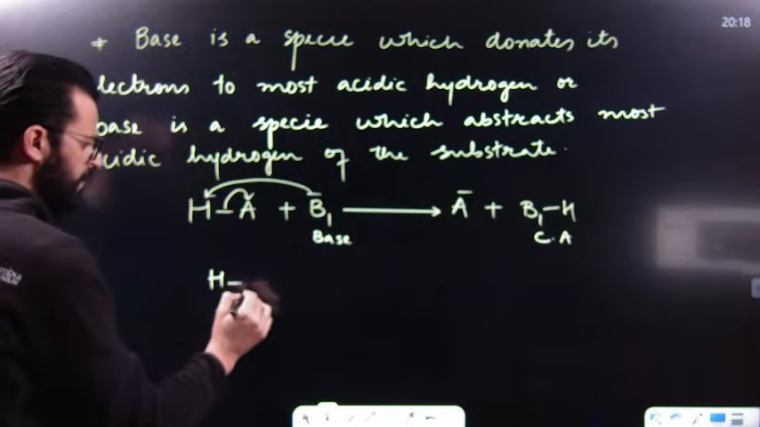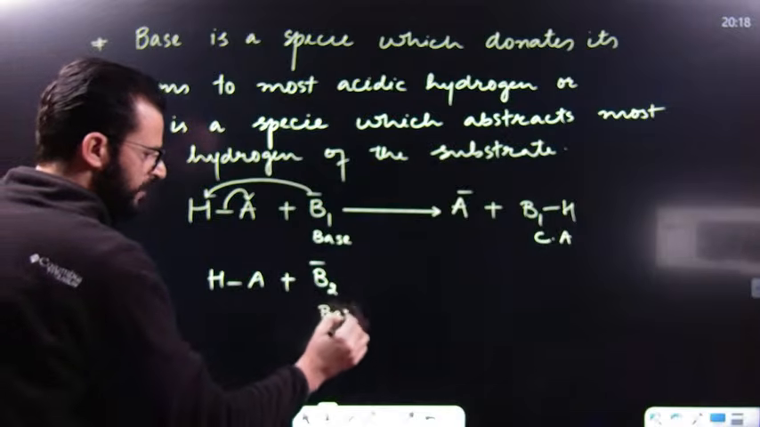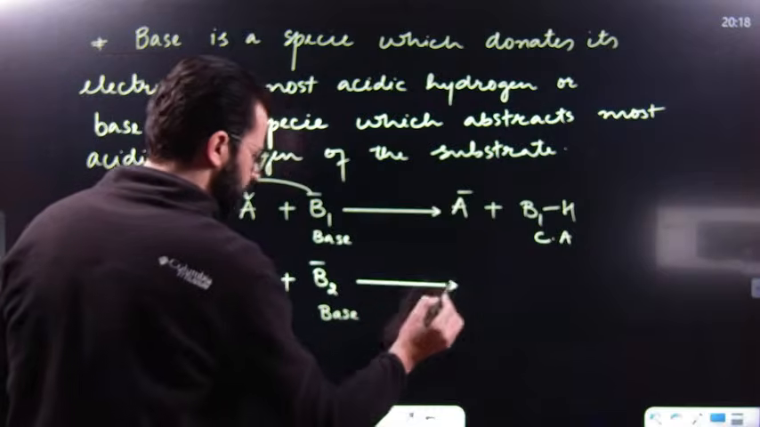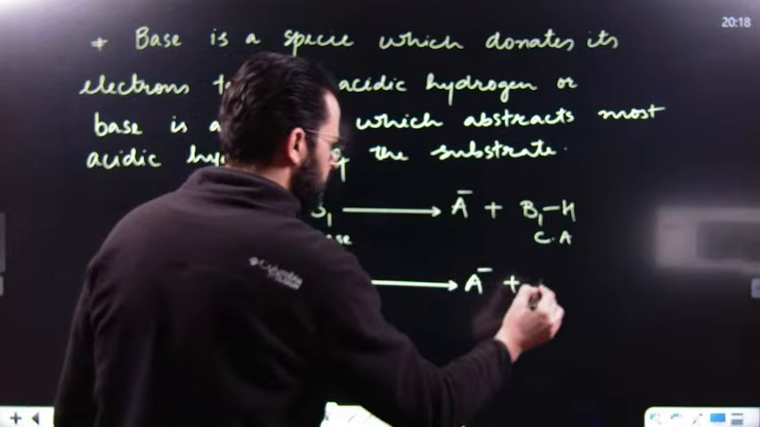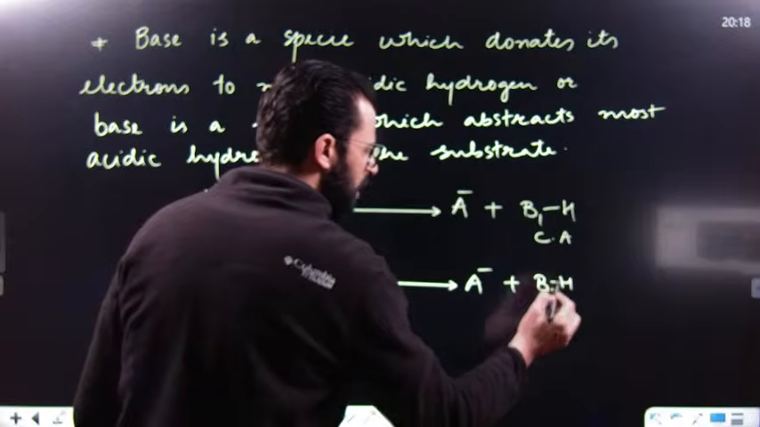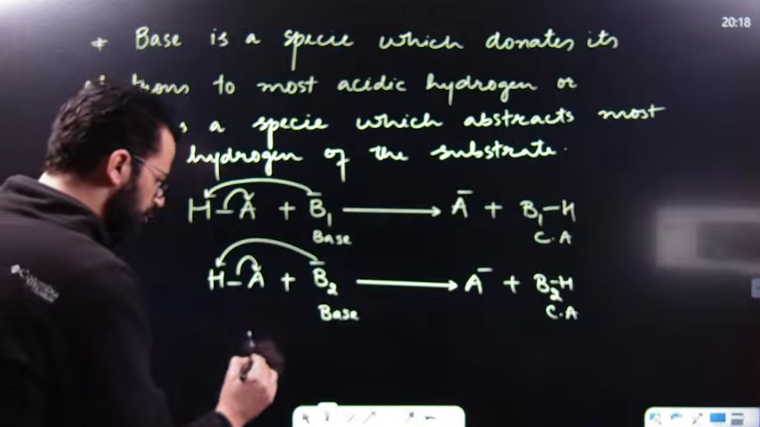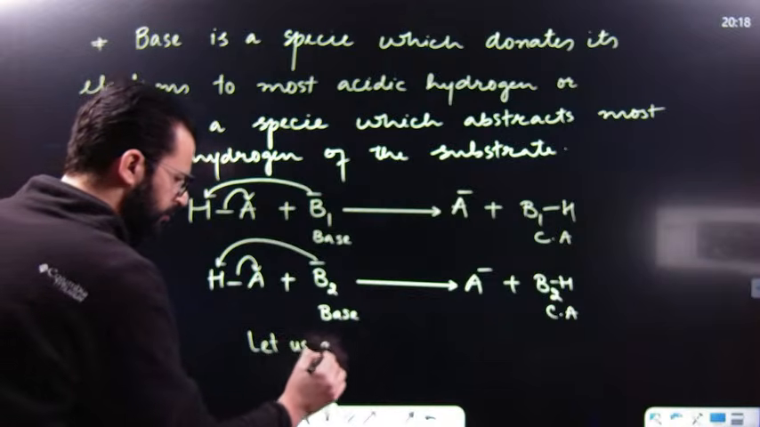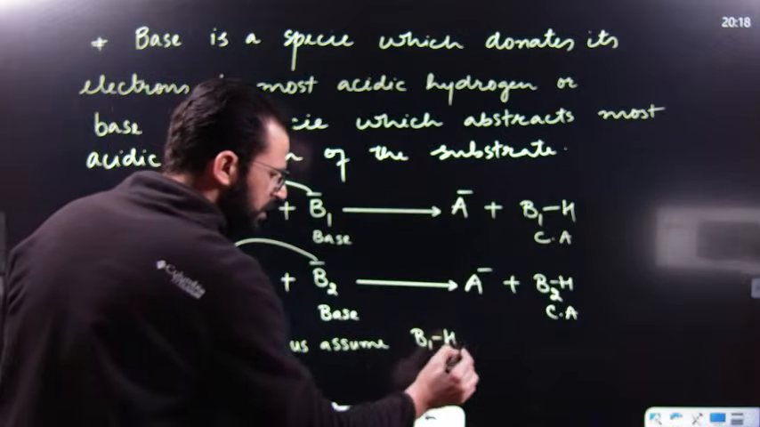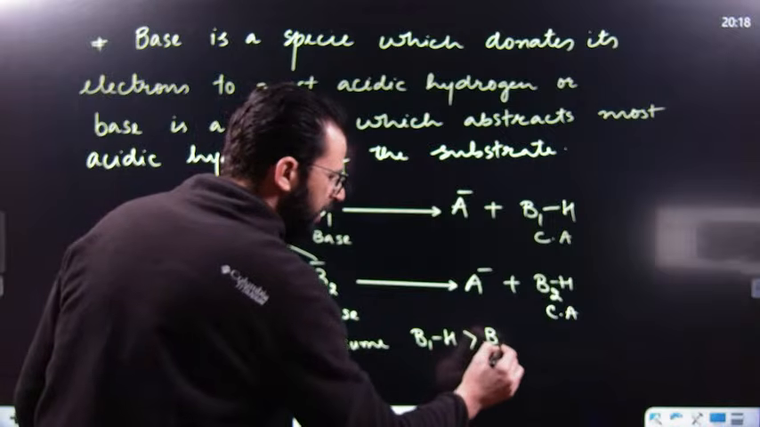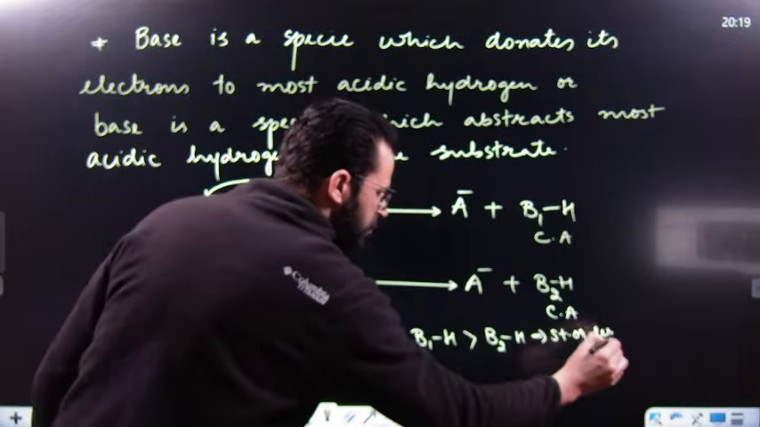Similarly, if I treat HA with another base, say B2 minus, this base will abstract hydrogen and result in the formation of A minus plus B2H. So B2H is another conjugate acid, the conjugate acid of this base. Now let us assume that B1H is a more stable conjugate acid than B2H. Let us assume this is the stability order.